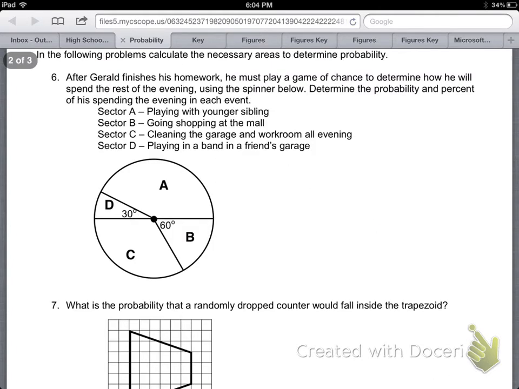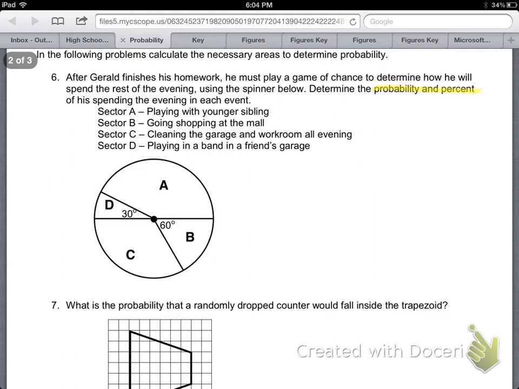Number 6, good question. It says, after Gerald finishes his homework, he must play a game of chance to determine how he will spend the rest of his evening, using the spinner below. Determine the probability and percent of his spending the evening doing each event.